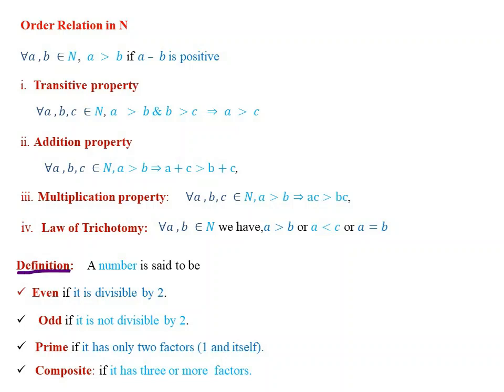Definitions. A number is said to be even if it is divisible by 2. A number is said to be odd if it is not divisible by 2. Prime if it has only 2 factors, 1 and itself. Composite if it has 3 or more factors.